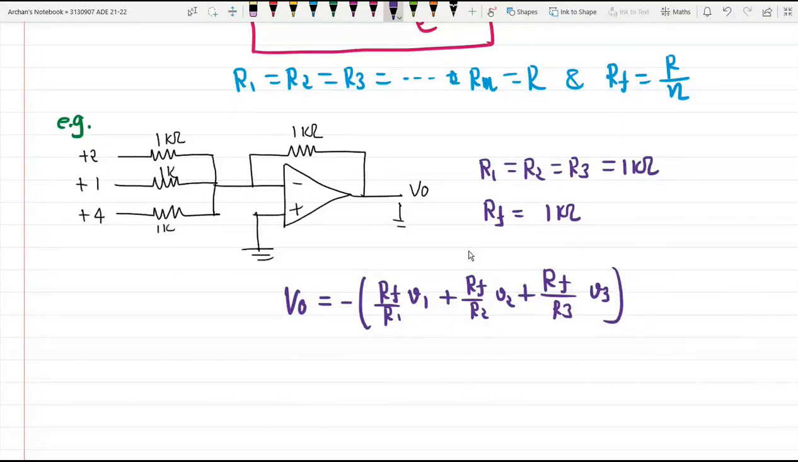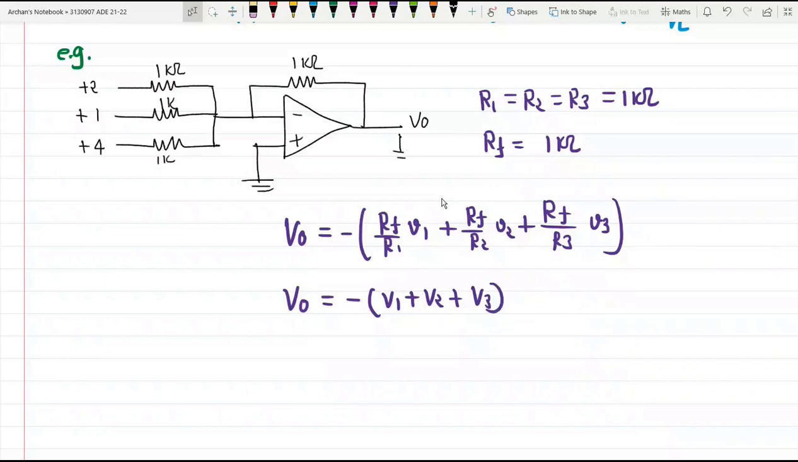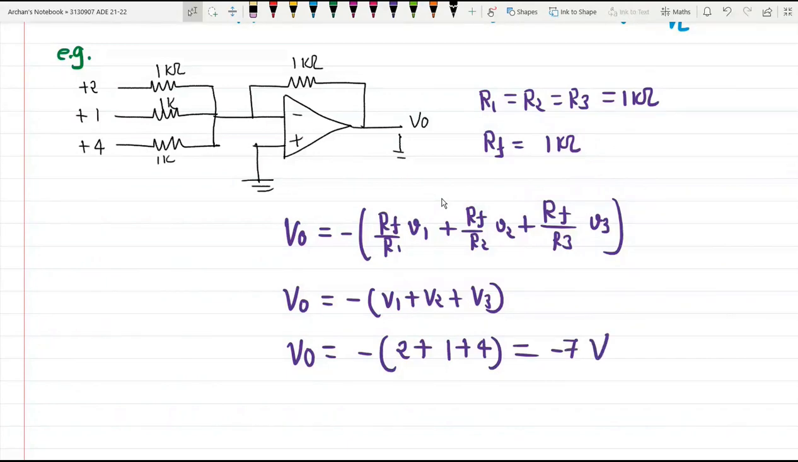Now the values of Rf and R1 are the same, 1 kilo ohm each, so these ratios will vanish. Now we are left with the equation minus of V1 plus V2 plus V3. The magnitude of V1 is known to you, 2, V2 is 1 and V3 is 4. That is equal to minus 7 volt. This is the amount of output voltage which we will get.